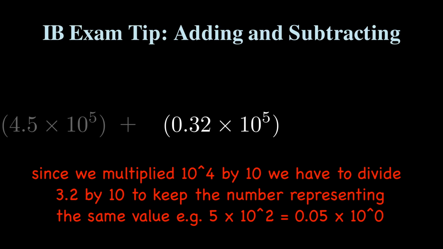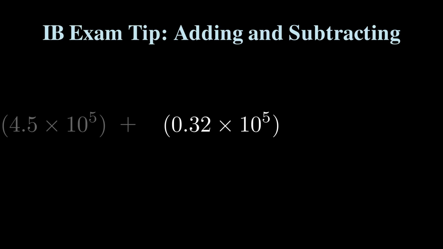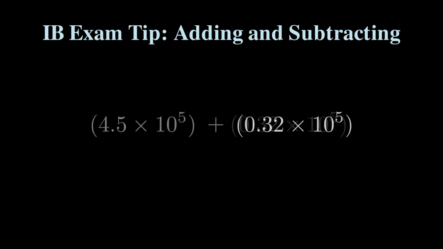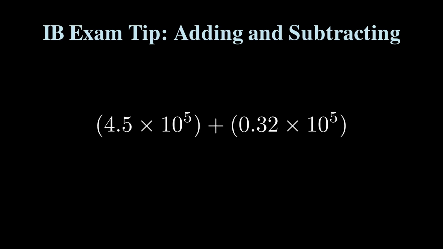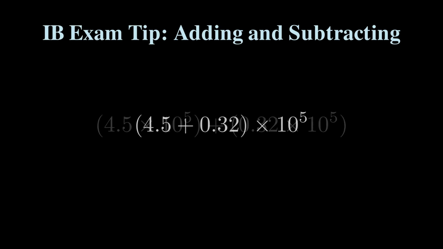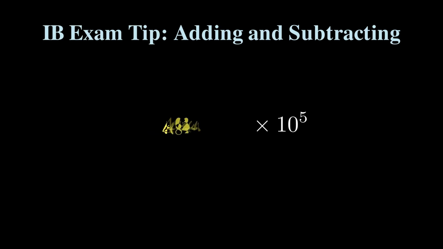3.2 becomes 0.32. Now our problem is 4.5 times 10 to the power of 5 plus 0.32 times 10 to the power of 5. We can add the coefficients, 4.5 plus 0.32, which is 4.82, and we keep the exponent the same. The result is 4.82 times 10 to the power of 5.